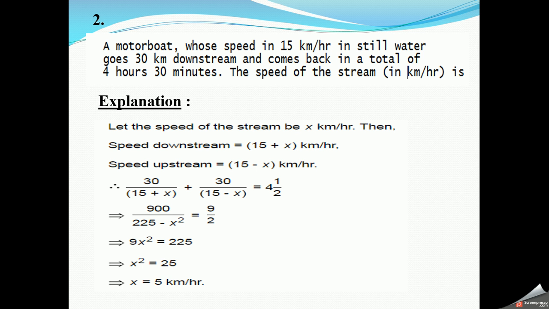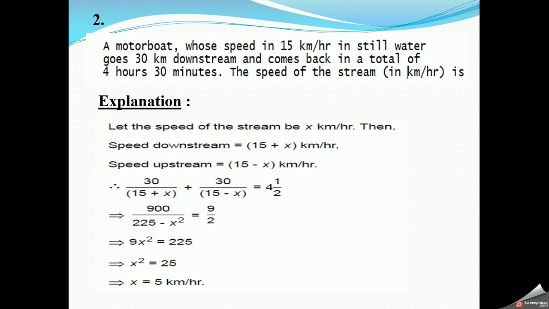Next problem: a motorboat whose speed is 15 km per hour in still water goes 30 km downstream and comes back in a total time of 4 hours 30 minutes. The speed of the stream is? The given data is that the speed of the motorboat in still water is 15 km per hour. So let's consider the speed of the stream is x.